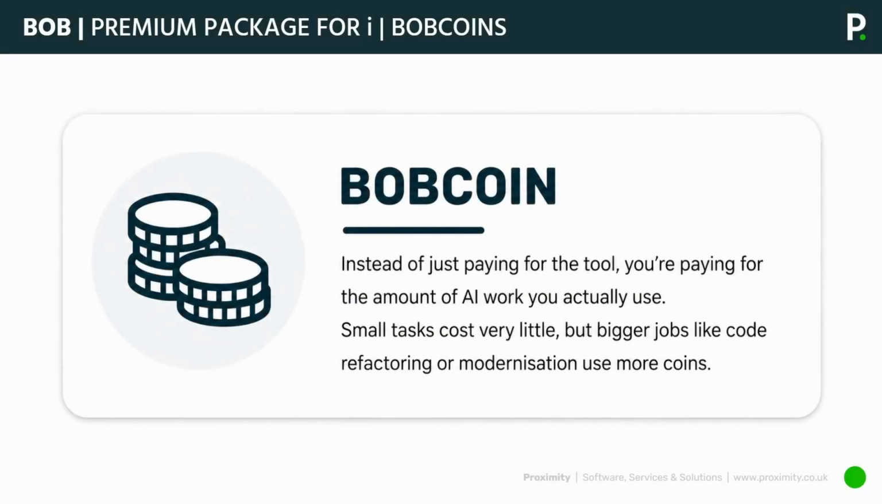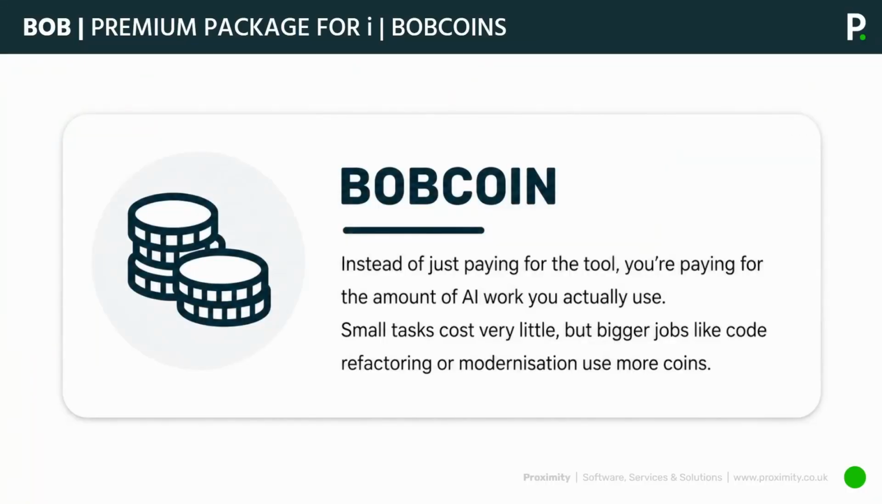So, what are Bob coins? Bob coins are essentially usage credits. Instead of just paying for the tool, you're paying for the amount of AI work you actually use. Small tasks cost very little, but bigger jobs like code refactoring or modernization use more coins. It's a simple model, but it does mean that AI becomes something you actively manage, not just switch on.